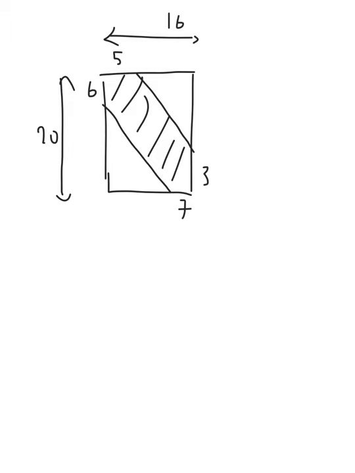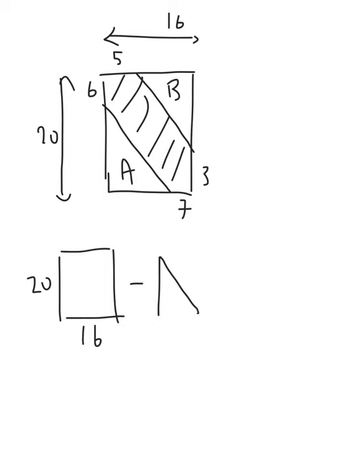Okay, so what you could do here is you could work out the area of the whole rectangle. So the area of the whole rectangle is 20 by 16, and then if you subtract the triangle A and you subtract the triangle B from that, you'll end up with the shaded area that you want. So it then becomes a case of trying to work out the side lengths of triangles A and B.